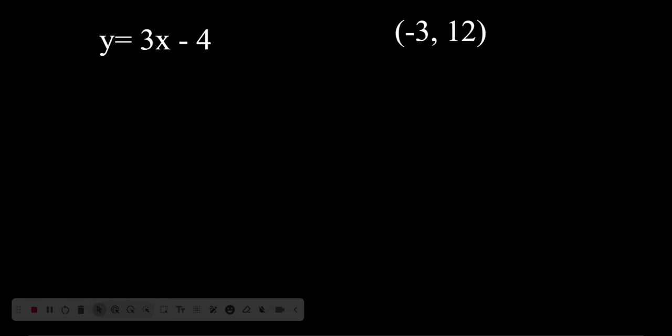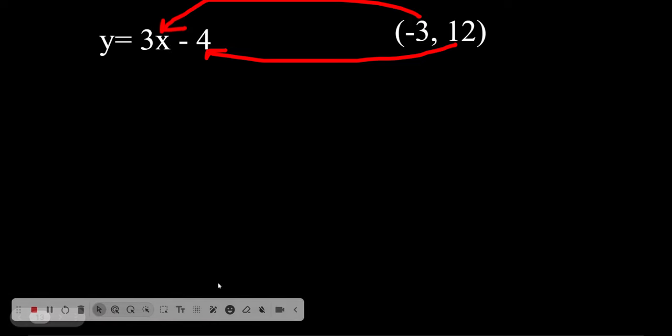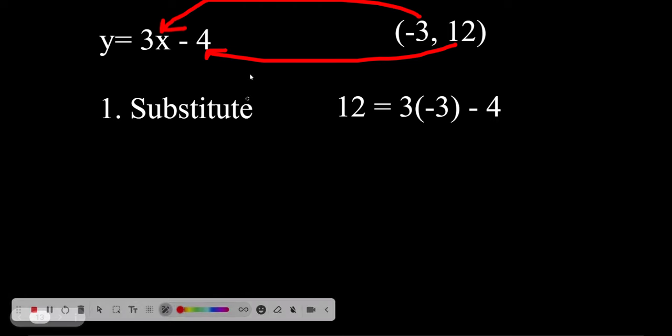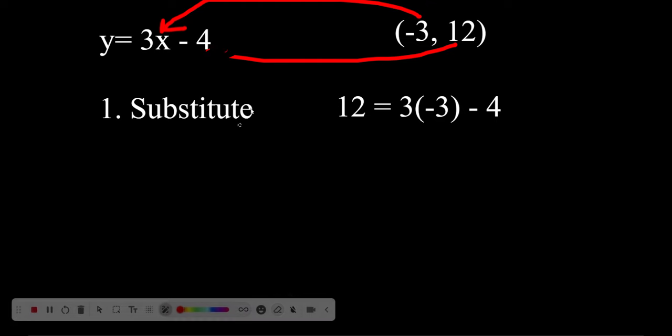All right, here we go. Once again, we've got a point. Here's our equation. We're going to substitute. We're going to take this and put it in there, take this and put it in there. After we've done that, we get this. Oh, I drew that the wrong way. So it should go there. All right. So does 12 equal 3 times negative 3 minus 4?